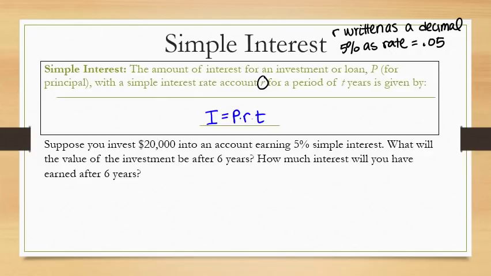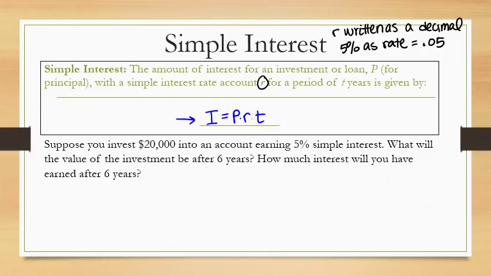Let's look at an example. Suppose you invest $20,000 into an account earning 5% simple interest. What will the value of the investment be after 6 years? How much interest will you have earned after 6 years? So we can use this formula to calculate the amount of interest and then add that to the principal value to see what the amount in the account is.